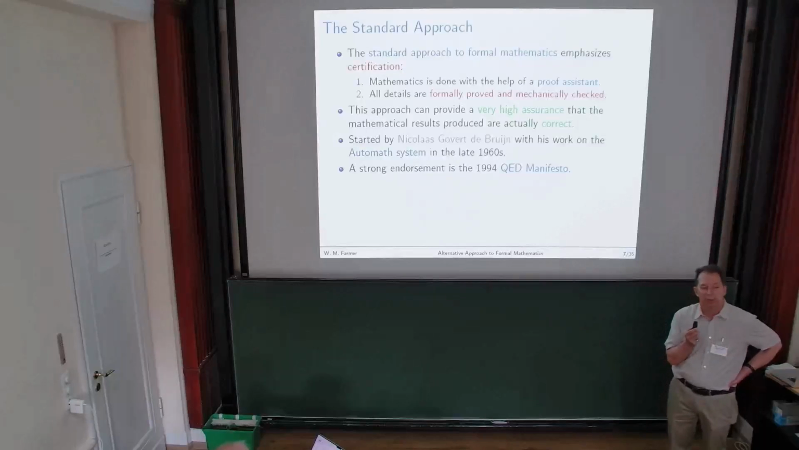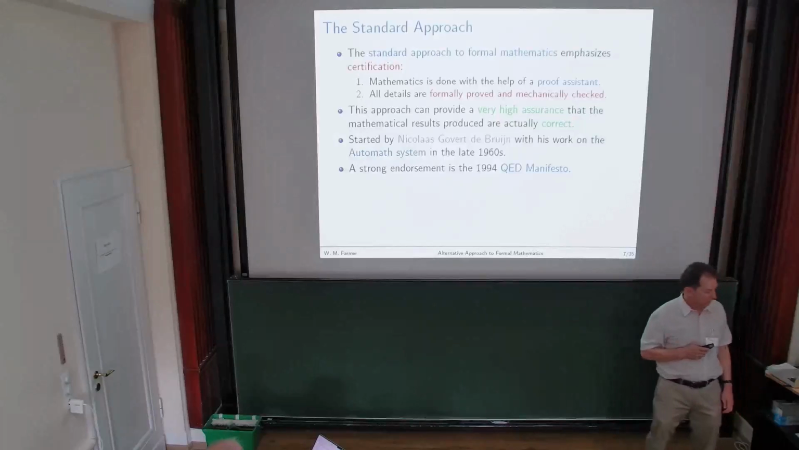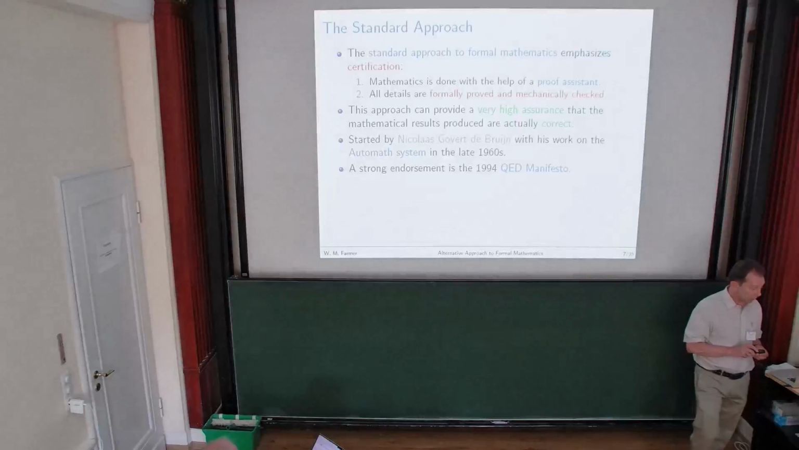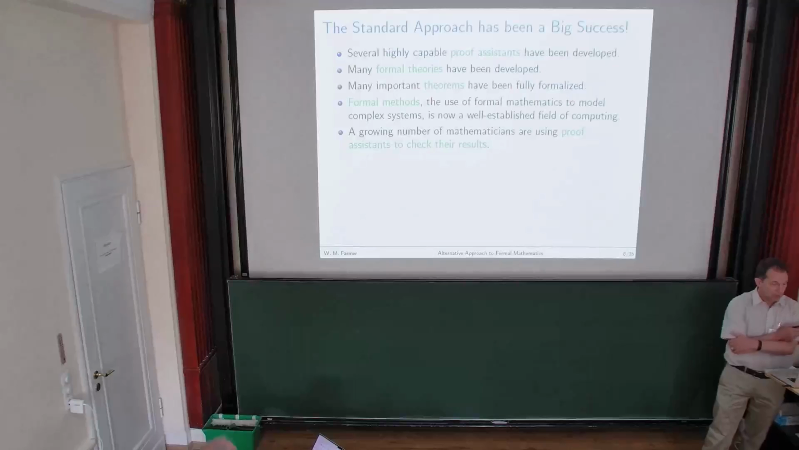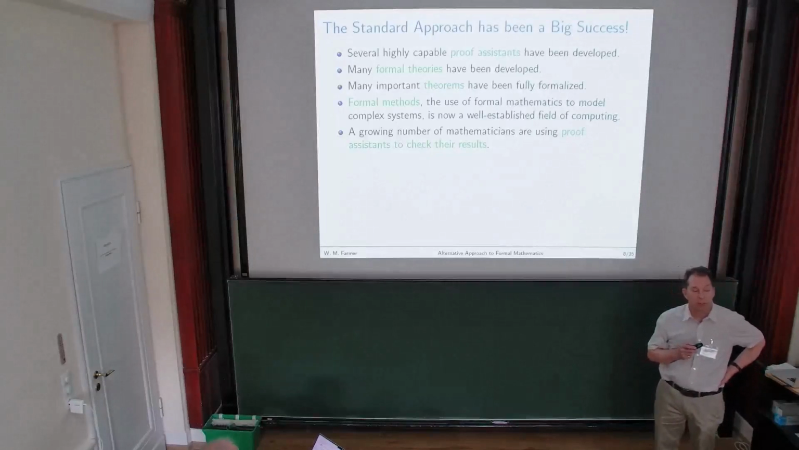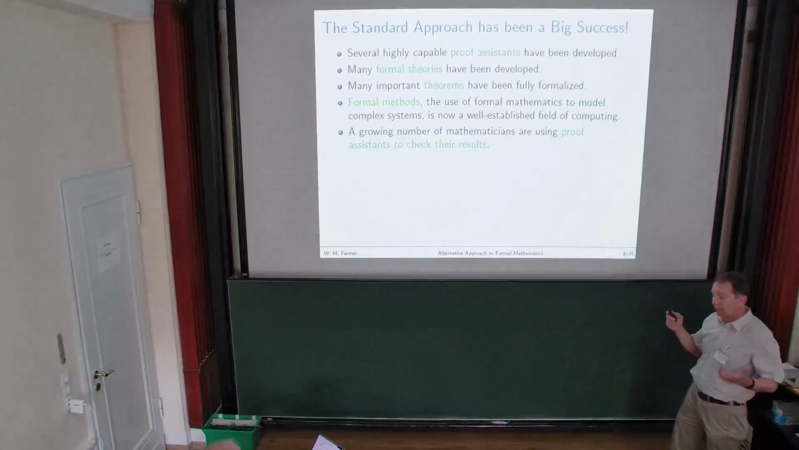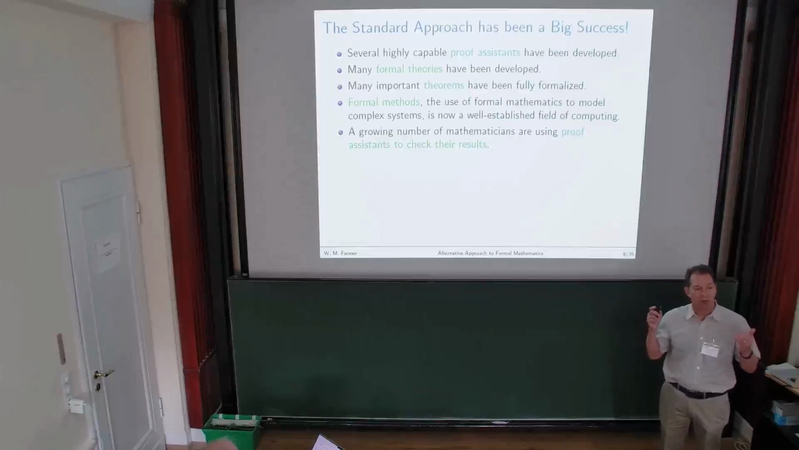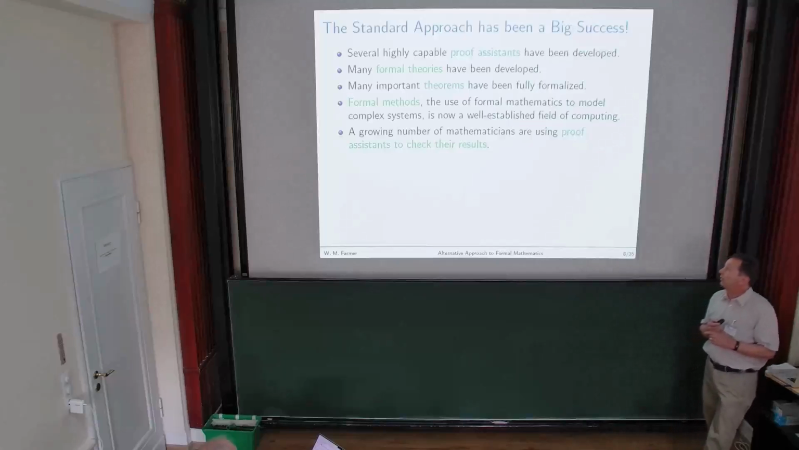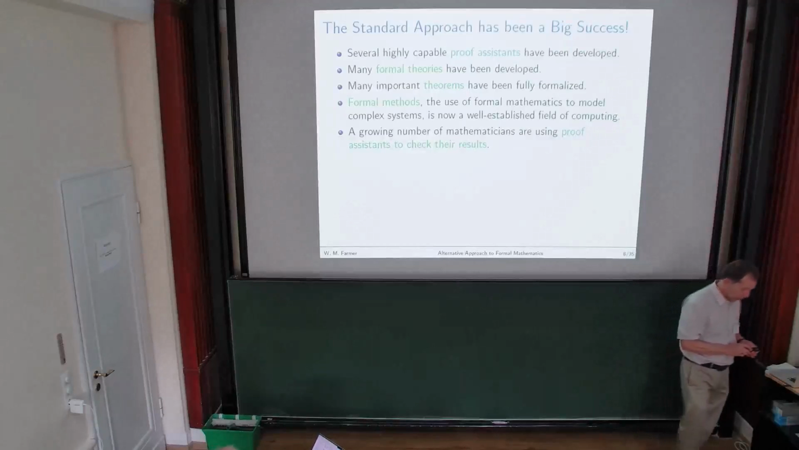And in the 90s, there was a QED manifesto, which basically called for trying to formalize all basic mathematics. So this approach has been around for quite a while, and many people would say it's been a really big success. We have lots of really good proof assistants. Many theories have been formalized. Many important theorems have been formalized. And we have a whole new area that's been around for 20 years or so called formal methods, which uses these techniques in computing, mostly to deal with complex systems. And finally, we have mathematicians now, as the previous talk illustrated, who are thinking about using this standard approach to formalize the theorems that they're proving.